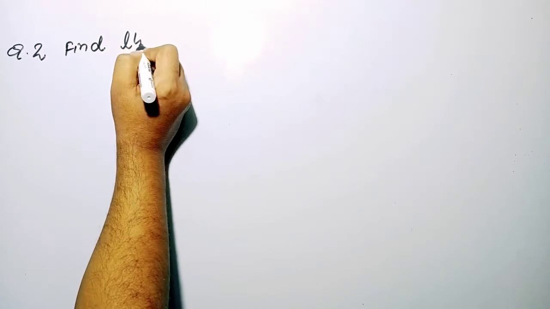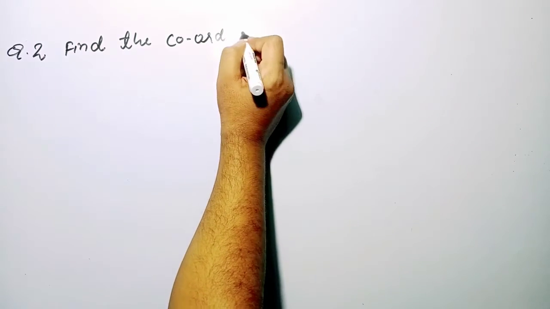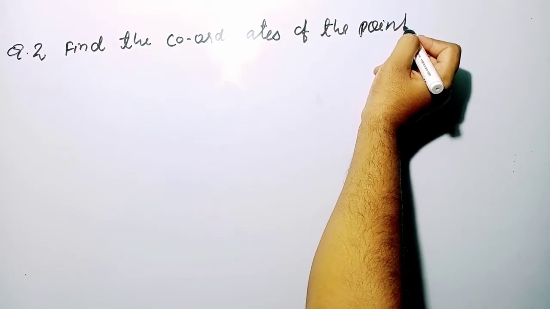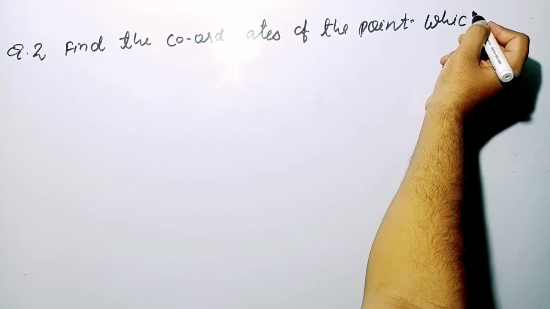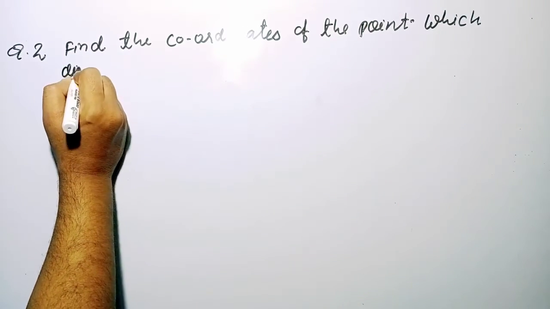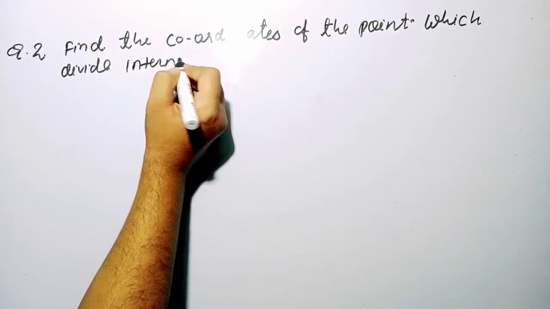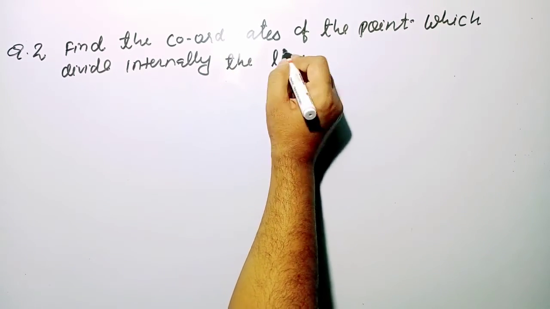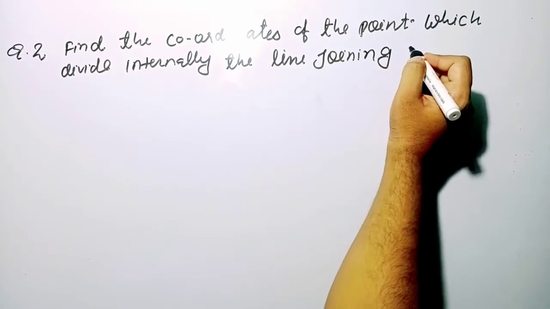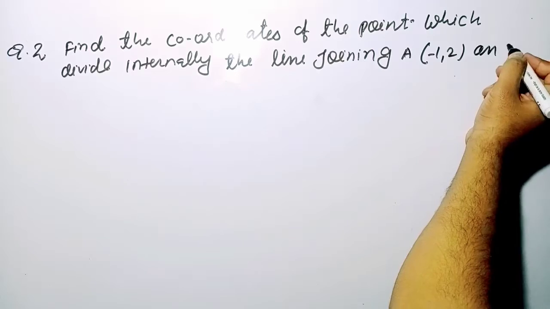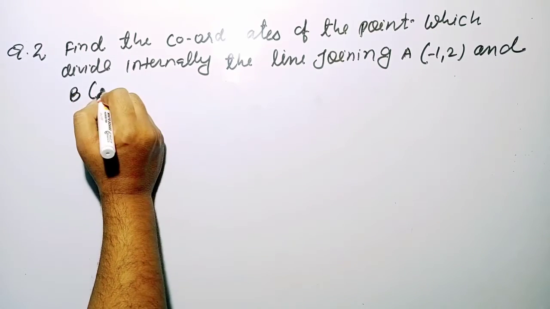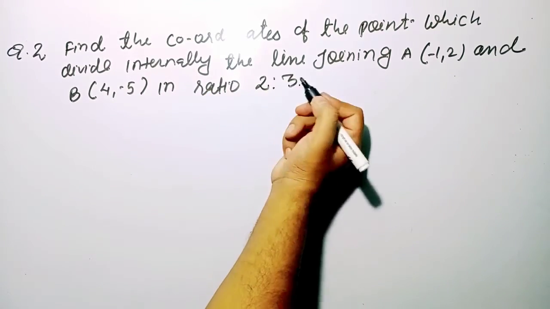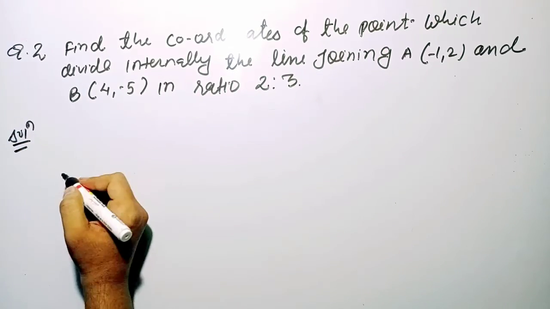Now students, moving to the second question. This question is similar to the first one. Find the coordinate of the point which divides internally the line joining point A (-1, 2) and B having point (4, -5) in the ratio 2:3. Okay students, let us see the solution.